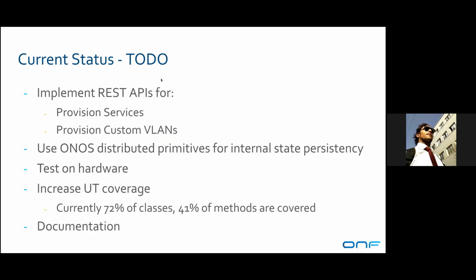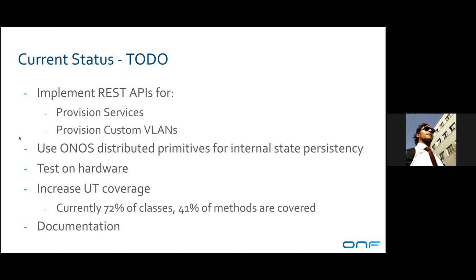So just an overview for the future. What we still have to do is to implement the REST APIs to provision services based on the port name and provision custom VLANs. One quote-unquote big task, meaning that it will bring very good improvement but is not a big coding task, is to change the maps I've used so far into the ONOS distributed primitives so that the internal state is persisted in atomics, and then to run tests on hardware.